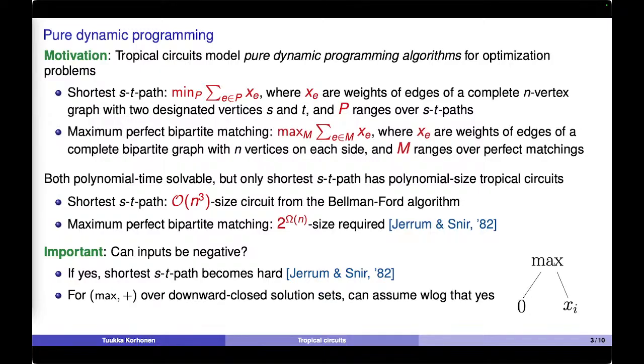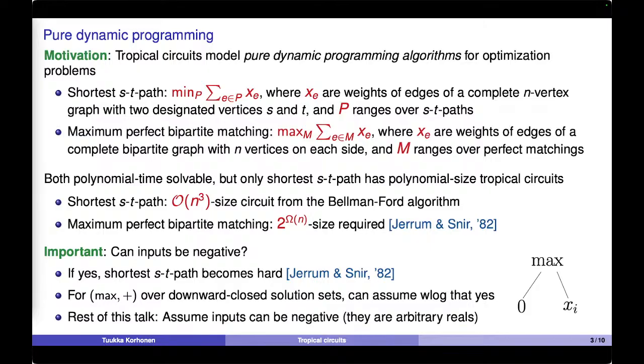Okay. And yeah, typically, one case that I care about in this talk is if you are optimizing over downwards closed solution sets. So if something is a solution, then all subsets are also solutions. Then you can turn something that works for only non-negative weights into something that works for negative weights also, by just putting this gadget with the inputs.